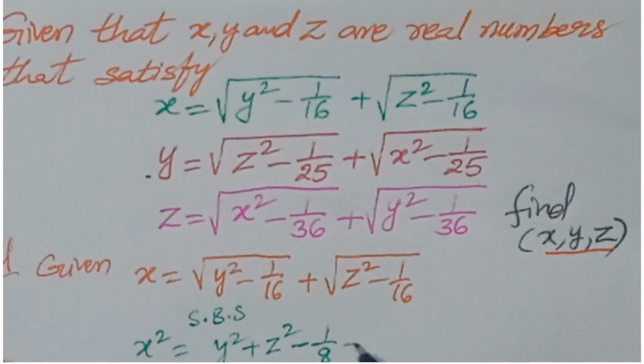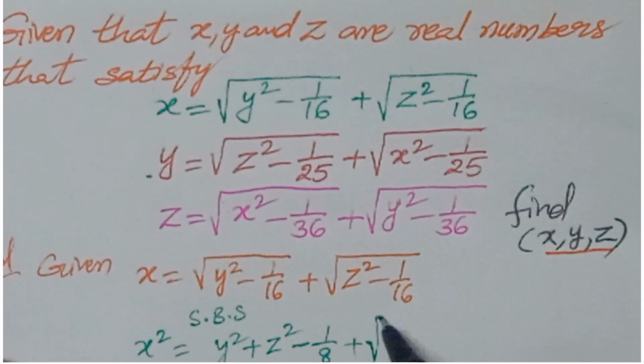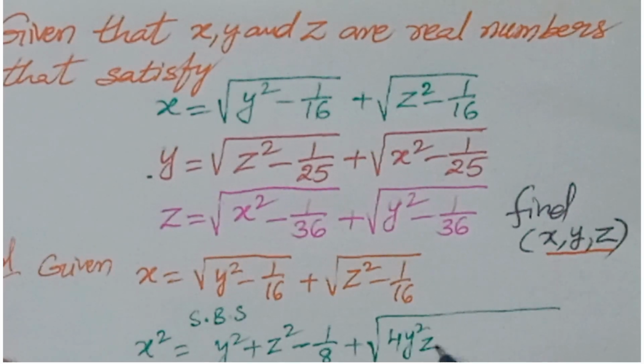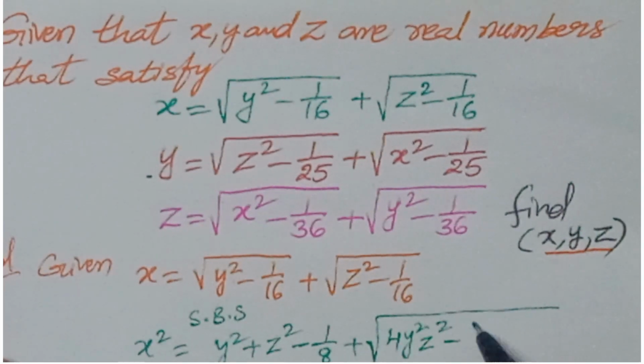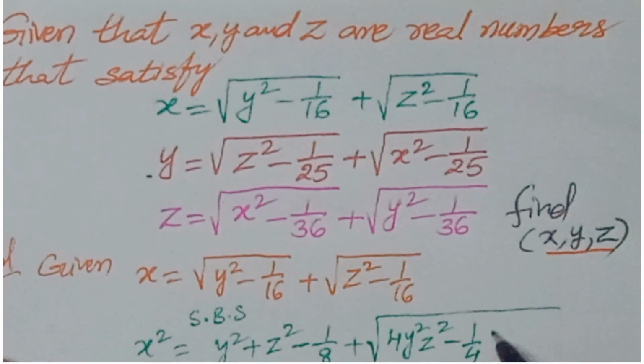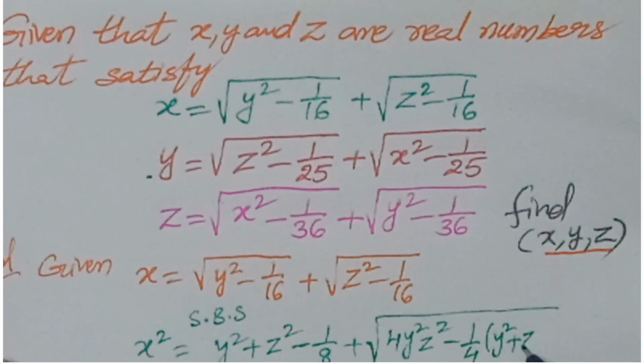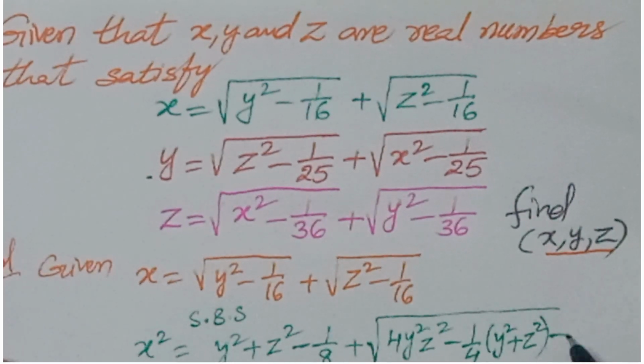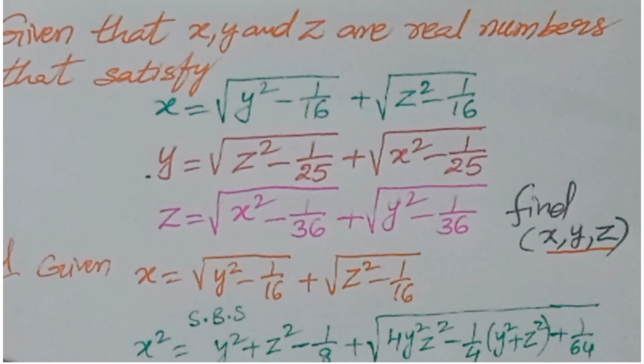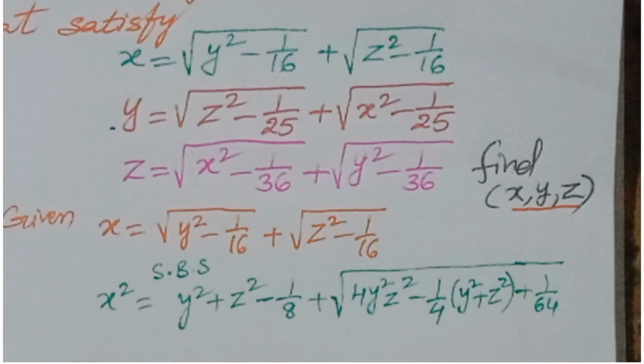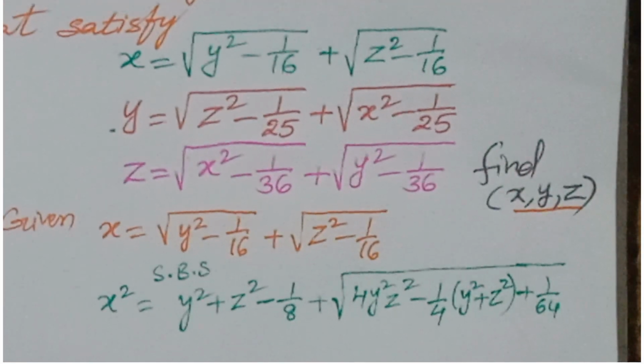That gives 1 by 8, plus 2 times the square root, which I will write as the square root of 4 y square z square, taking 2 inside, minus 1 by 4 times y square plus z square plus 1 by 64. We are taking 4 inside and doing cancellation. So this is squaring on both sides.